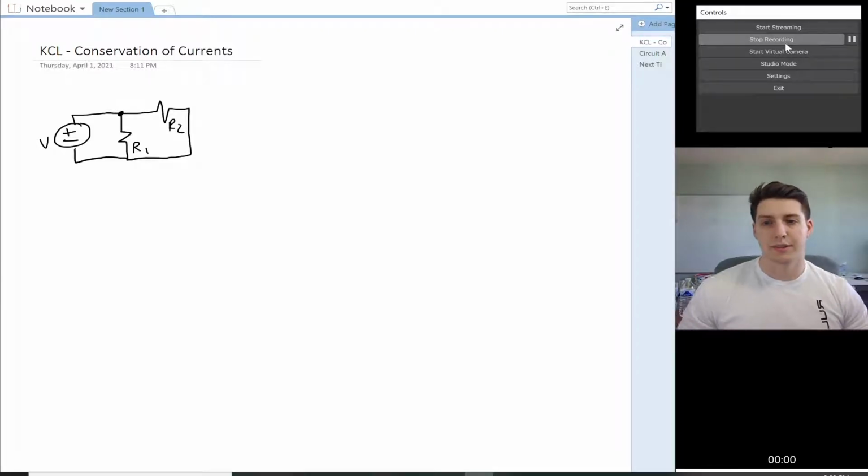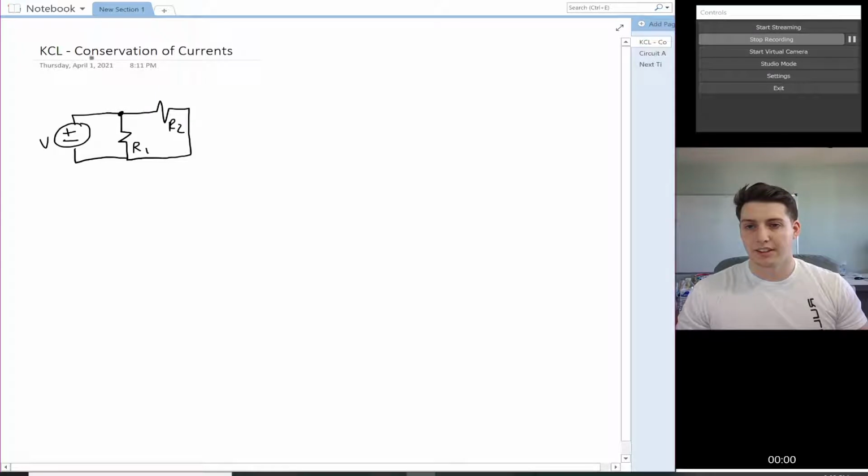Okay, so last video we talked about Kirchhoff's voltage law and the conservation of voltage for a closed loop. We also talked about resistor dividers, and today we're going to talk about Kirchhoff's current law, that is KCL, and that is the conservation of current. What that says is if we look at a node here, the summation of currents going into that node is equal to the summation of currents going out of that node. So what's going in is equal to what's going out.